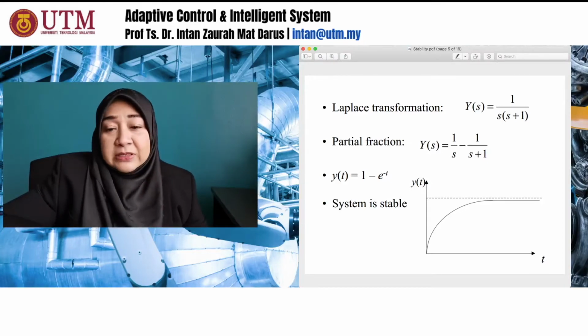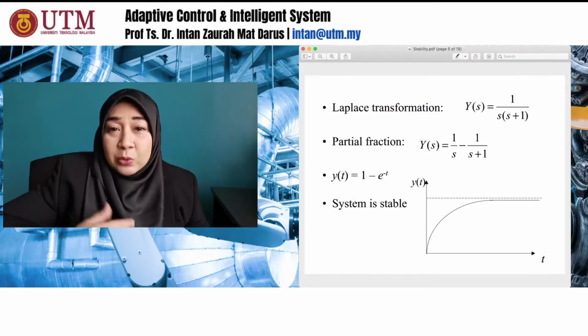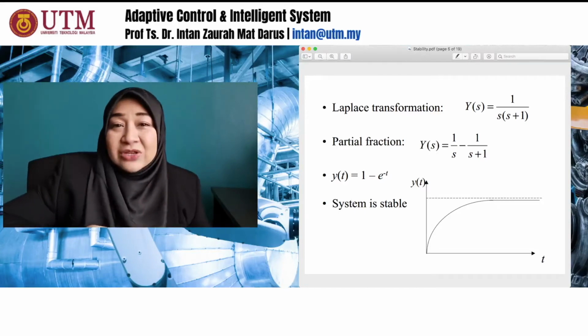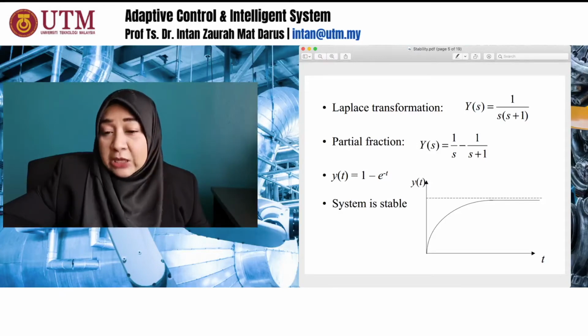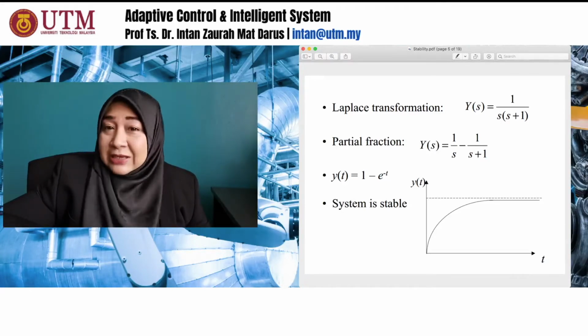The inverse Laplace of 1 over s will give you 1, and 1 over s plus 1 will give you an exponential, where the alpha value is plus 1, so it becomes exponential of minus t. You need to recall your Laplace transformation for this. From that, we can plot the response by giving values of t from 0 to infinity. When I plot the response, it gives a negative exponential response. A system with this kind of response is actually a stable system.